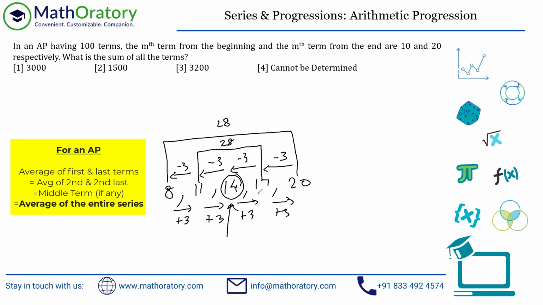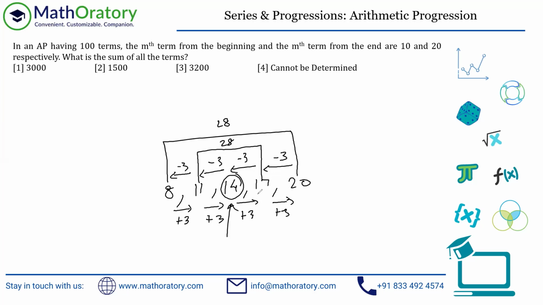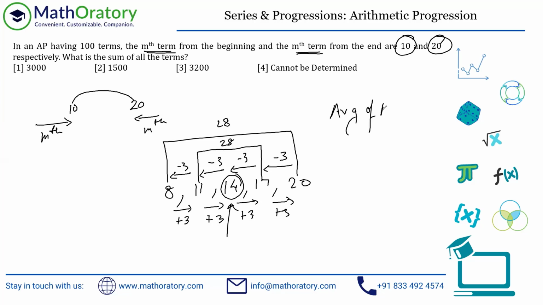So you don't need to learn this by heart. The reason I'm asking you not to is that you can do it with any two terms which are at symmetrical positions from the beginning and the end. So for example, in this question, the mth term from the beginning and the mth term from the end are given as 10 and 20. So effectively, the average of these two will also be the average of the entire AP series. So the average of the AP series is coming out to be 15, right? Which is the average of 10 and 20.